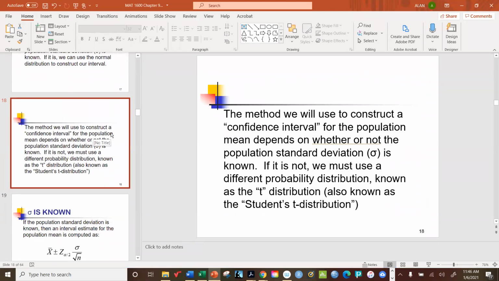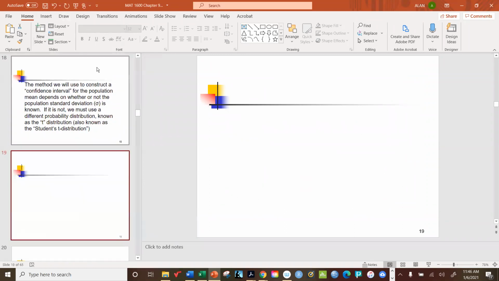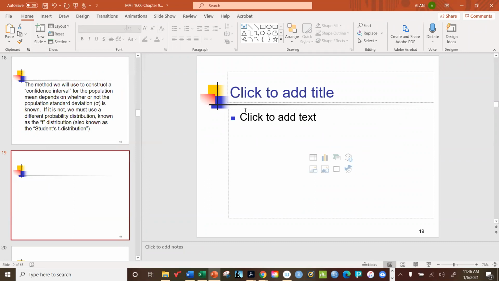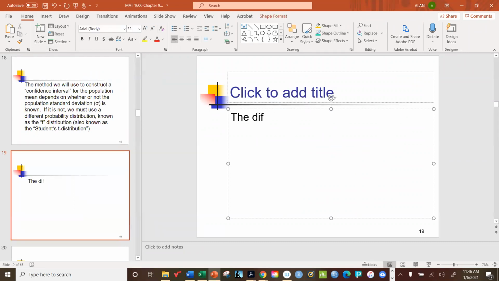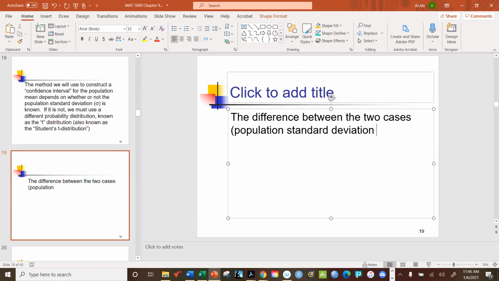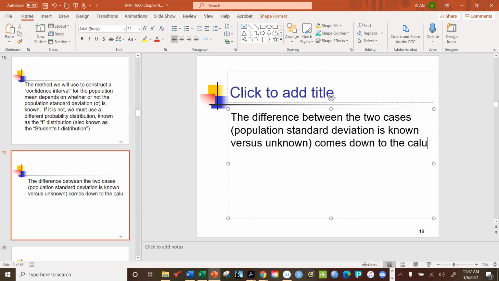what really separates, in fact, let me just add that as another detail. The difference between the two cases, in other words, population standard deviation is known versus unknown, comes down to the calculation of the so-called margin of error. That's really what separates the two cases. How do you calculate the margin of error?